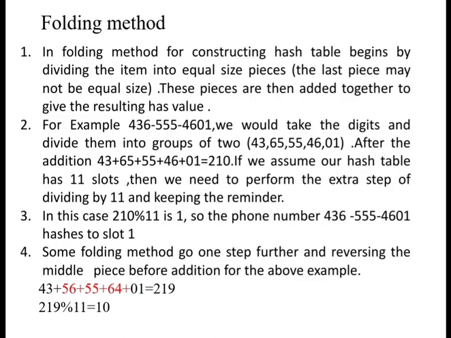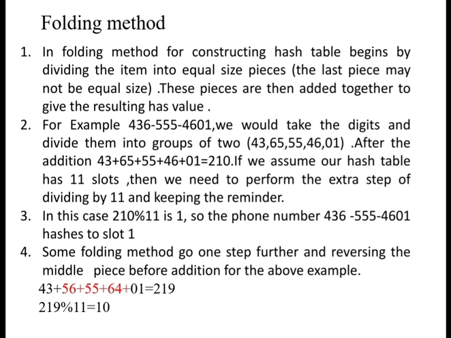Folding method. In the folding method of constructing the hash table, we begin by dividing the item into equal size pieces. The last piece may not be of equal size. These pieces are then added together to give the resulting hash value. For example, take the telephone number 436554601. We would take the digits and divide them into groups of 2, that is 43, 65, 55, 46 and 01. After the addition, 43 plus 65 plus 55 plus 46 plus 01, the sum is 210.